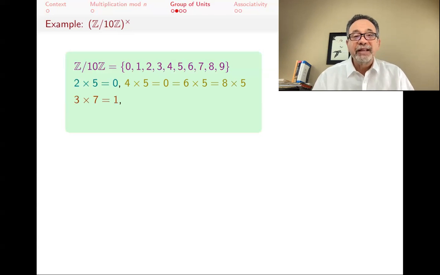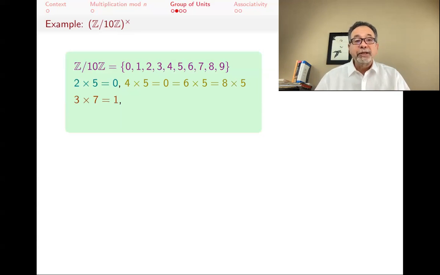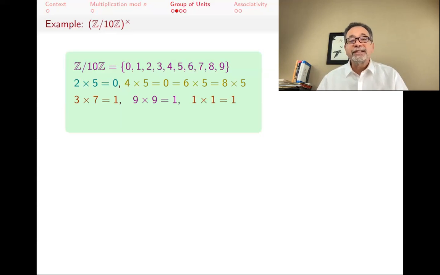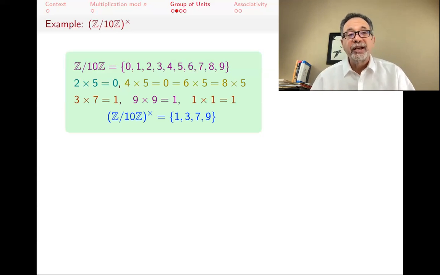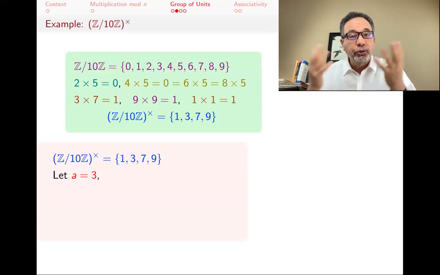On the other hand, 3 times 7 in our world is 21, but in Z mod 10Z is 1, which means that 3 and 7 are inverses of each other. 9 times 9 is also 1. And of course, 1 times 1 is 1. So these guys all have inverses. And so the group of units is 1, 3, 7, 9. I say group of units, but I still have to convince you that it's actually a group. It is a group, but in general, we need some things to be proven, including associativity.